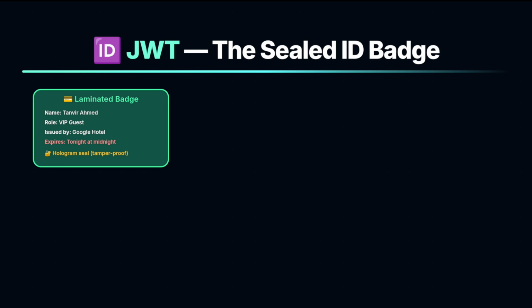Now, JWT. What's inside the token? It's like after going through the hotel check-in, you got a laminated badge. And that badge says your name, role, issued by, expiry, and hologram seal.